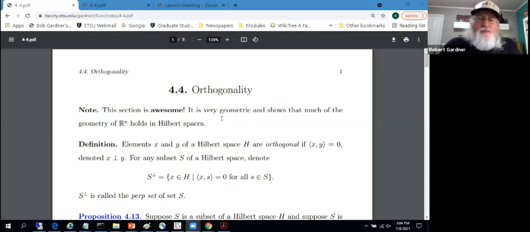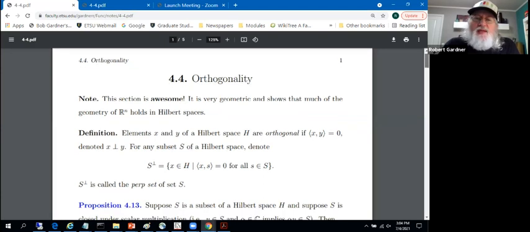What we're going to do is impose a sufficient number of conditions on a Hilbert space so that it behaves like Rn. The geometry of Rn will hold. The Gram-Schmidt process will play a role in this. We'll be able to talk about subspaces and orthogonal complements, or perp spaces, as the terms that we'll use here.